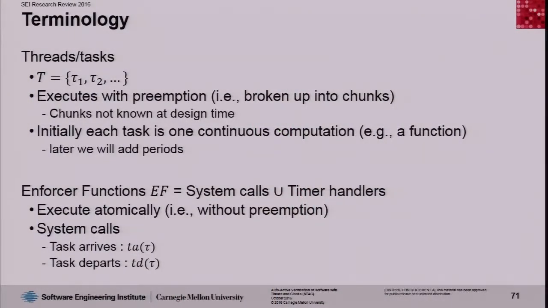They can be preempted, but we know that there are other critical OS functionality that is atomic. So when a signal handler, a timer handler goes off, one of the first things it does is disable all interrupts, so it can execute on its own without getting preempted. And the other thing is when new threads arrive and existing threads depart, they call special system calls, and these again execute atomically. So this is crucial for our verification because we are really interested in proving properties as invariants over what we call these enforcer functions. And we know that these enforcer functions execute without preemption.